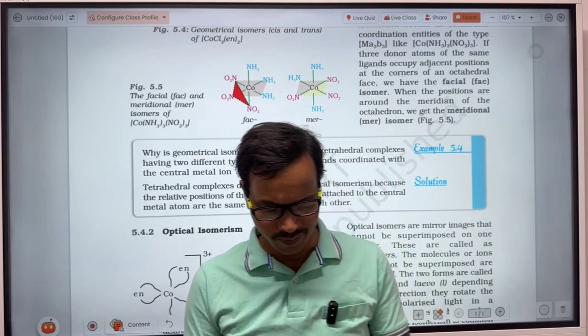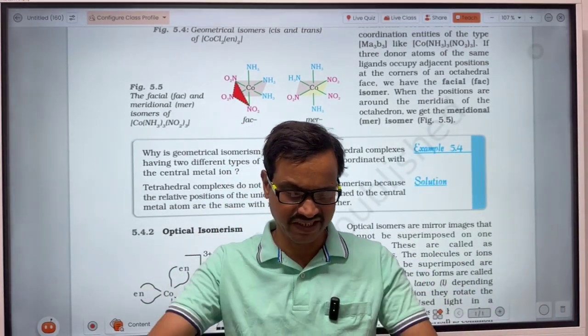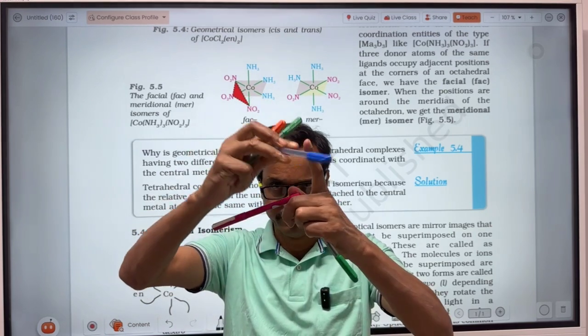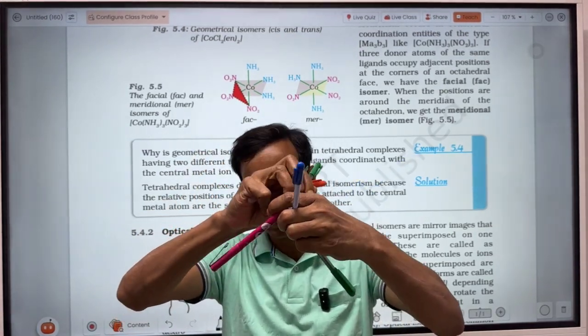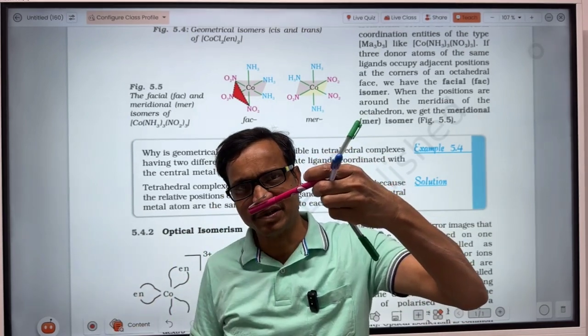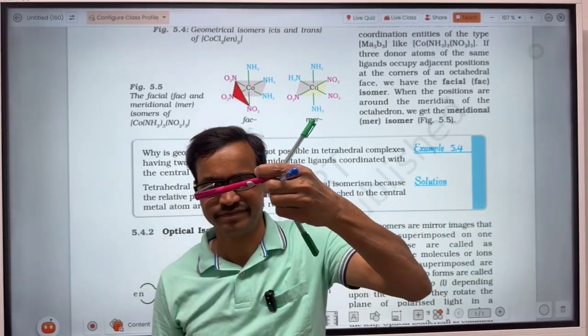In case of tetrahedral complex, what's the arrangement? The arrangement of the ligands will be like that. That is valid not only for the coordination compound, but for the organic compound also. So when you consider tetrahedral geometry, it is this one.